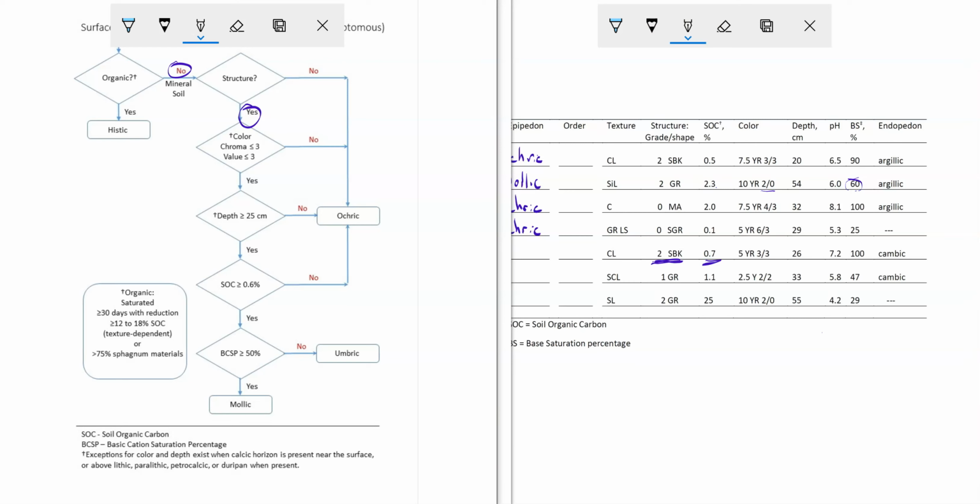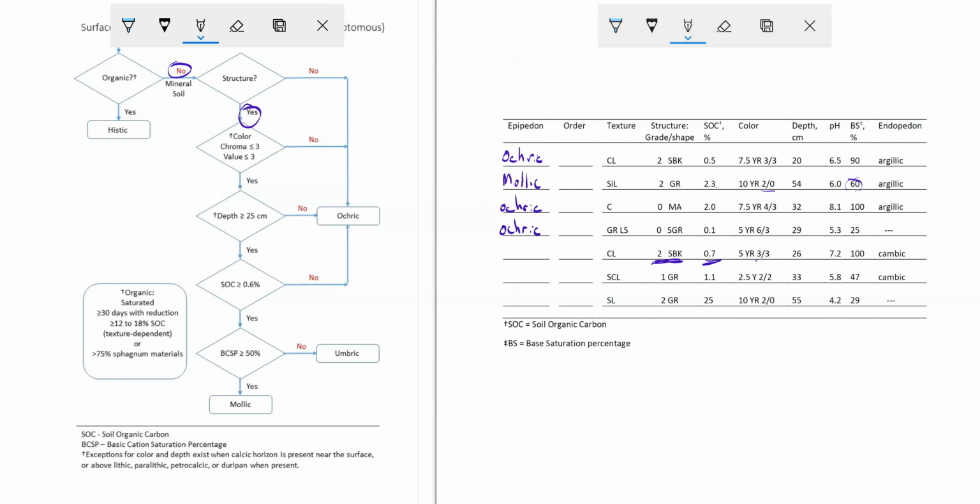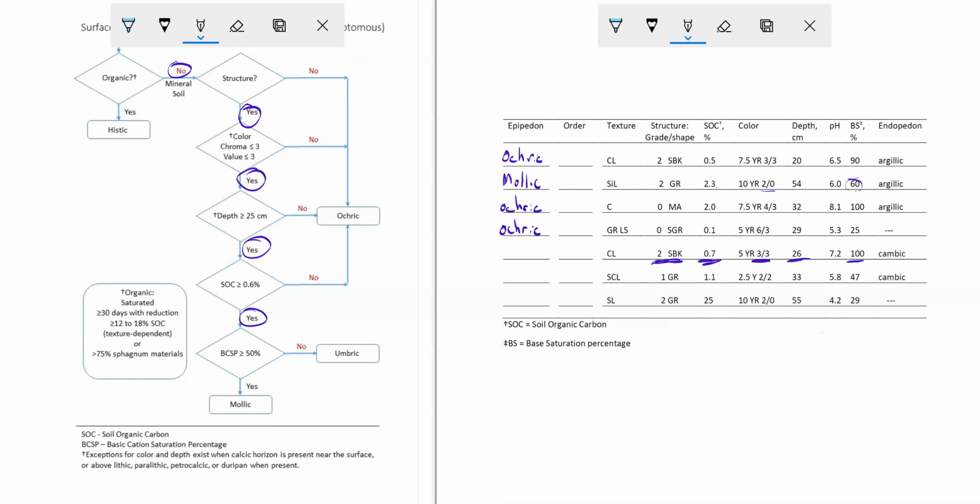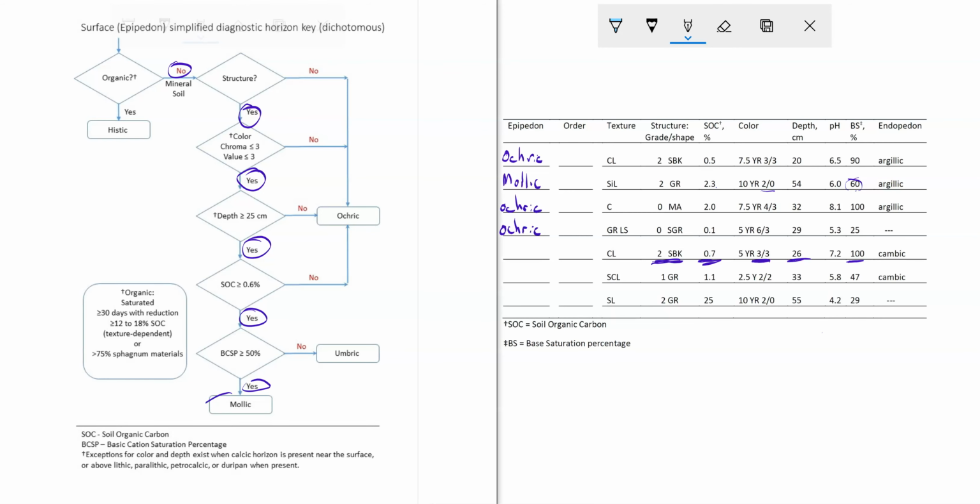Yes. What about the colors? Both 3 or less? Well, yes. We've got value is 3, chroma is 3, so that's going to be both 3 or less. So yes. Now, next one we go, what about its depth? Is it at least 25 centimeters deep? It's 26, so the answer is yes. How about organic carbon? Is it 0.6% or more? Well, yes, it is. Now then, how about base cation saturation percent? Is it greater than 50%? It is. It's 100%.